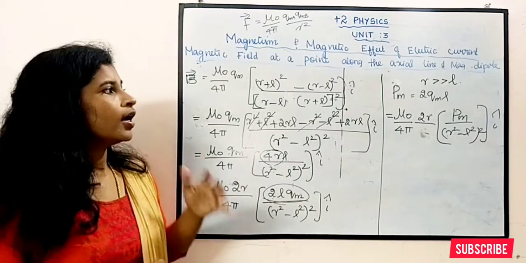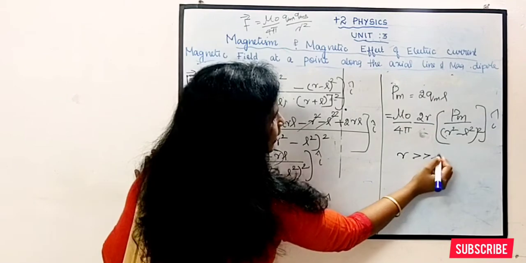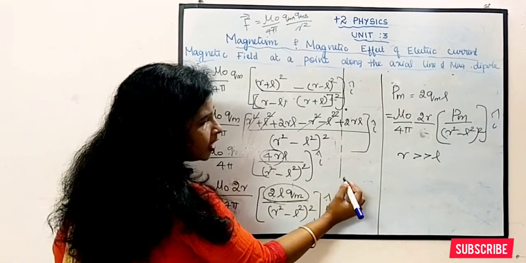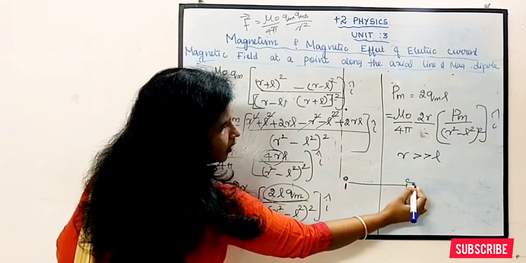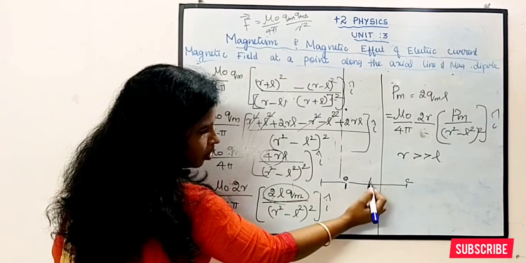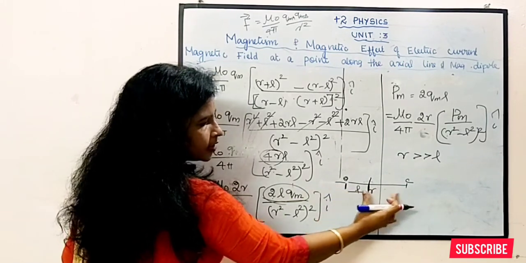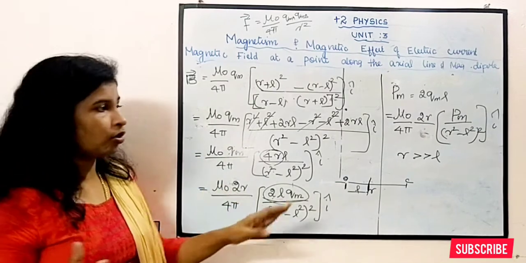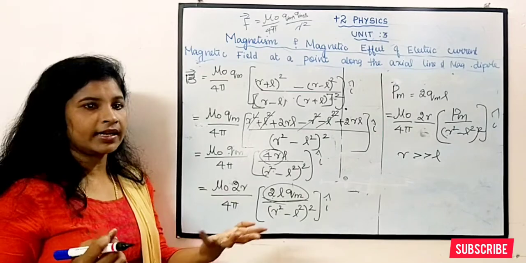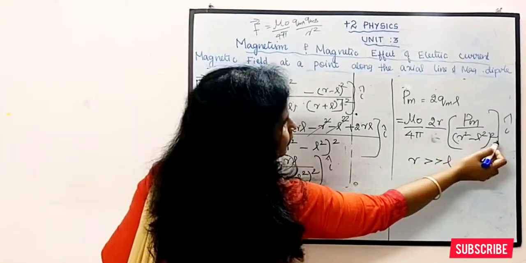But anyway, if this distance r is much greater than L, you know what is r? R means the distance from the center of the bar magnet to the point C. That is r. What is L? L is the distance from the center of the bar magnet to this point. So when this distance r is much greater than L, we can neglect this small value L. Okay, when r is much greater than L, we can neglect this value L. So, this value L can be neglected.